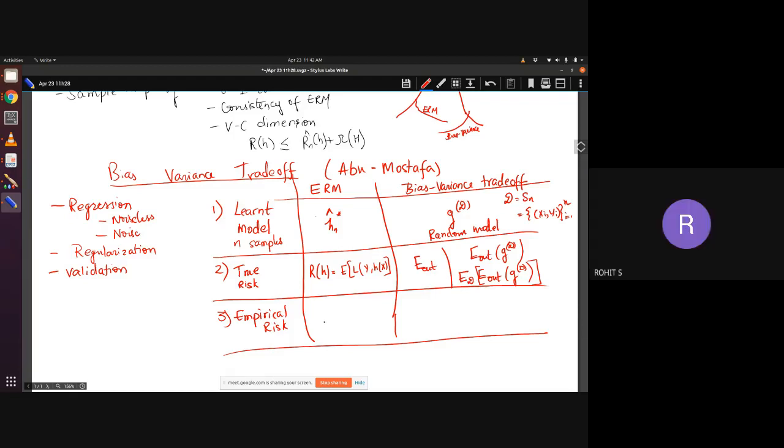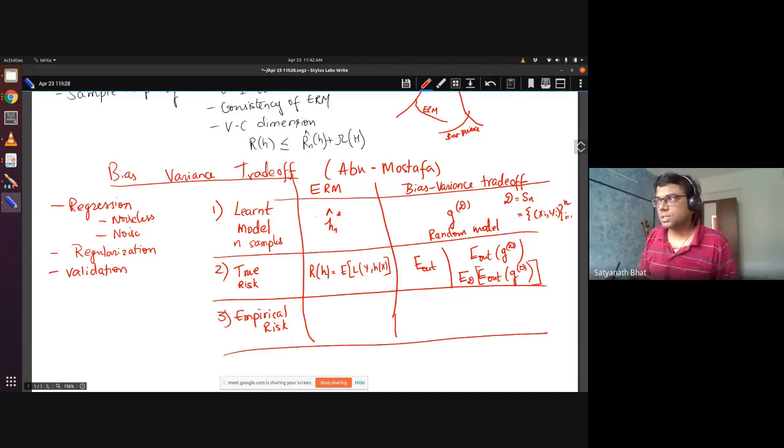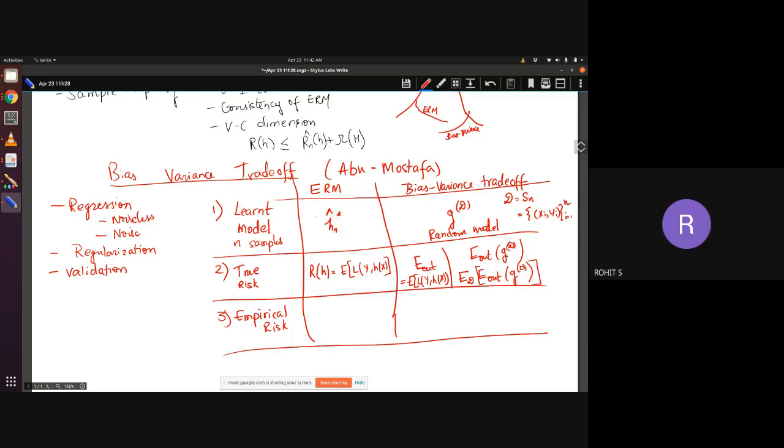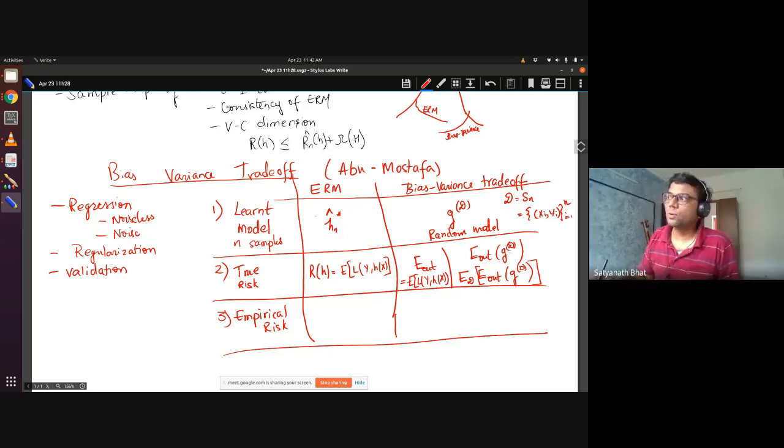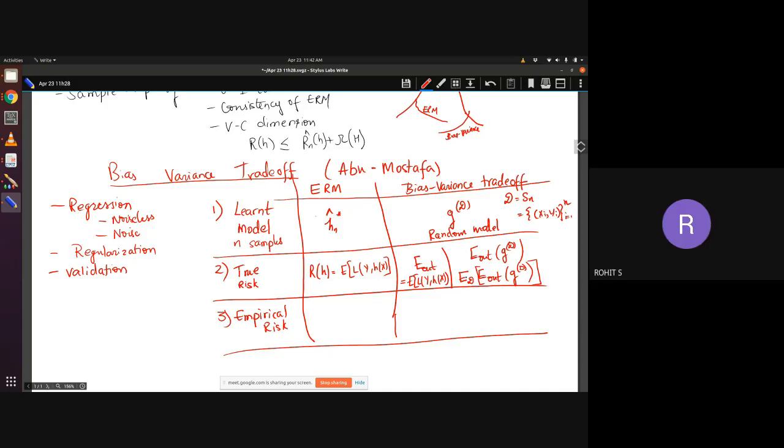Wait, sir, wasn't risk itself an expectation over loss? Risk was an expectation over the loss. That's right. Here this continues to be the same definition, L of y, h of x. All I'm saying is that if I plug in H_n hat star, or G_D for instance, since G_D is random, E_out will be random. So with the outer expectation we are taking over all the data samples that I could get.